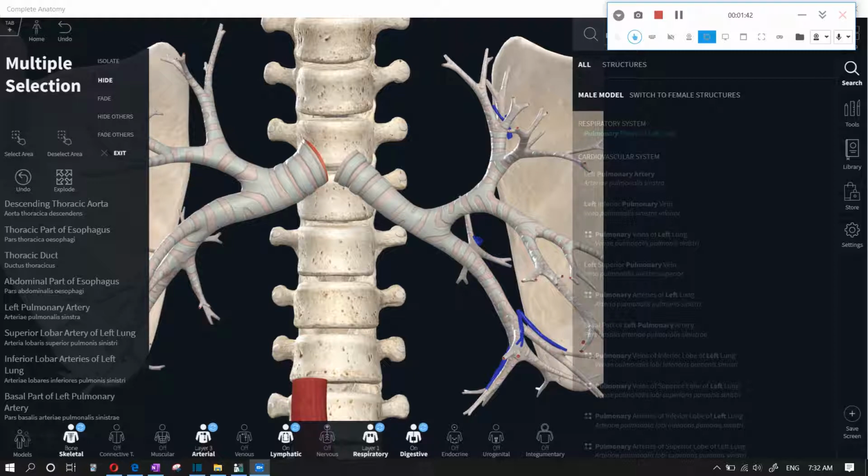Another thing we can see is that the right primary bronchus is smaller in length compared to the left primary bronchus. The left primary bronchus is about 5 centimeters in length, and the right primary bronchus is just about 2.5 centimeters, so basically half the size. And that's basically the general division and structure of the bronchi.